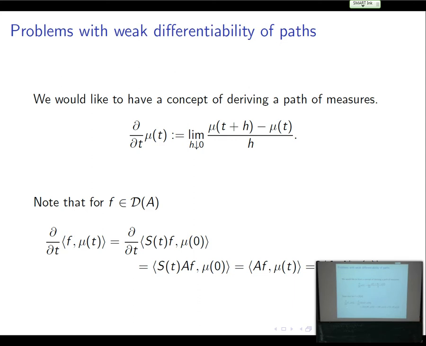So if I try to differentiate, well, by what we saw on the slide before, I actually add S_t here, and if I differentiate that, I get an A, because this is differentiating the trajectory of the semigroup. So now if I proceed, I put the S_t on the other side again, so I get Af paired with mu_t. And because I want to have the function f free, I want to put A on the other side.